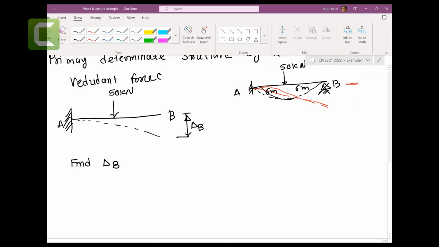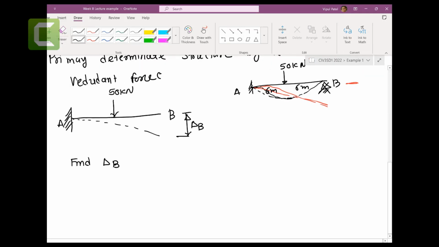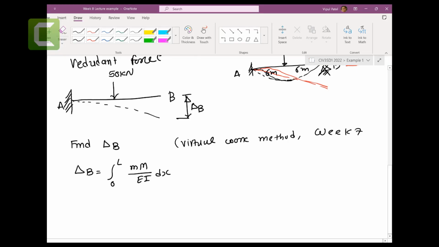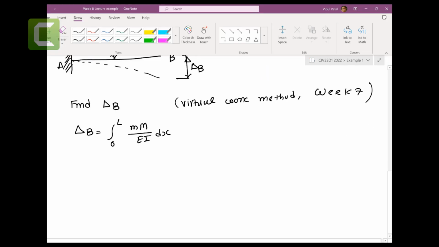So forget about everything, our problem is this one now. To find the displacements using the virtual work method, there is a simple method: integral from 0 to L of small m, capital M over EI dx. I think you remember this virtual work method, from week number 7, right? So let's use the virtual work method.